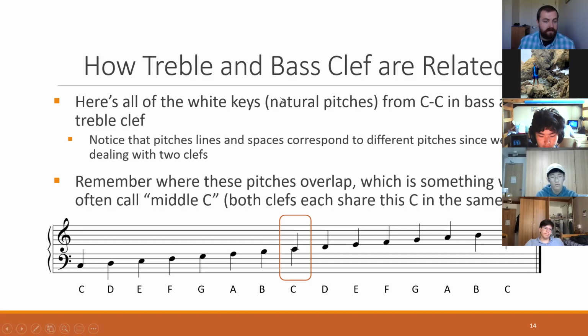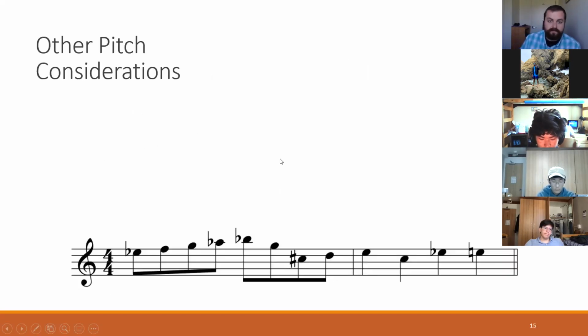Okay, again, lots and lots of content today. We basically learned how to read any piece of piano music in like 40 minutes. So feel free to stop me or ask questions in the chat. Okay, so treble clef and bass clef, that's where they converge.